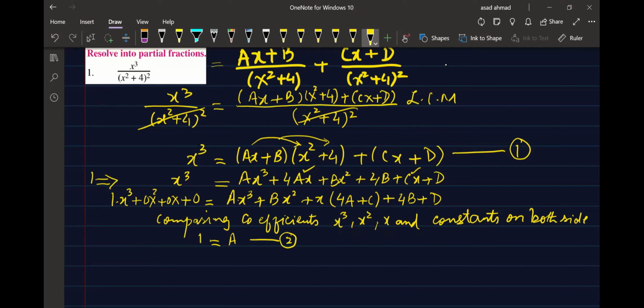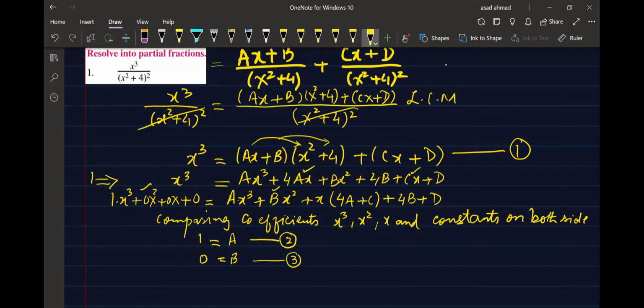Then if we compare the coefficient of x square on both sides, on the left hand side the coefficient of x square is 0, but on the right hand side the coefficient of x square is b. So b is equal to 0. You can even label it as the third equation.